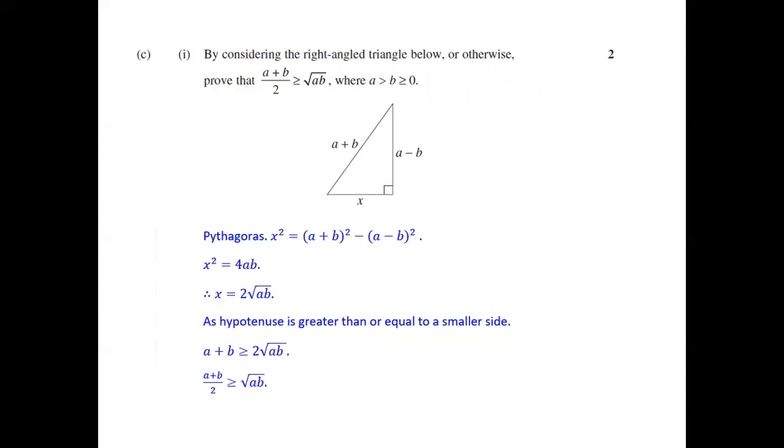Then they have the reason to say that the hypotenuse is actually greater than or equal to the smaller side. So then that reason brings them down to a plus b is greater than or equal to 2 root AB, and hence the result. But there are a lot of other methods as well that the students attempt, which are all acceptable.